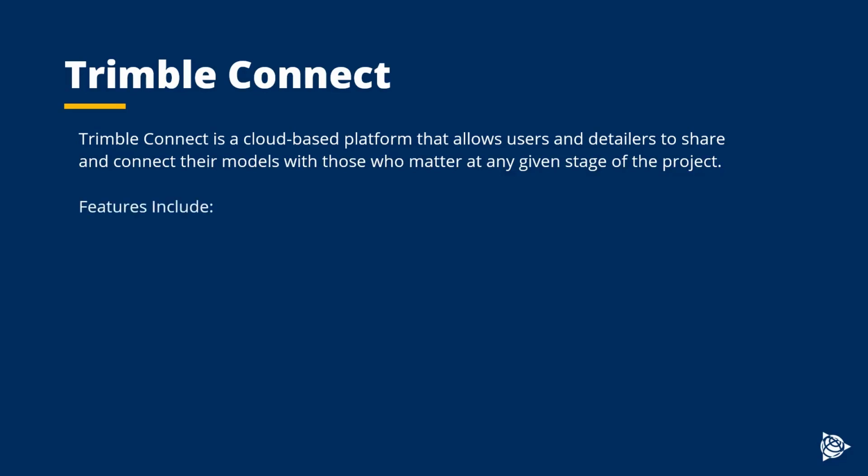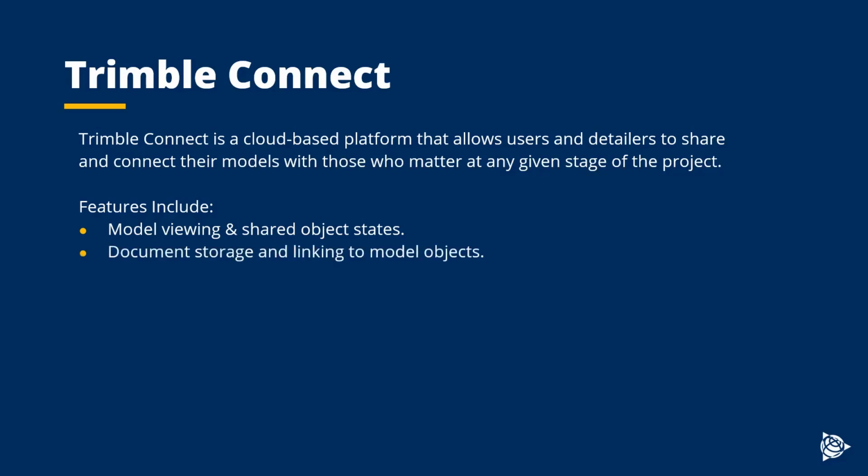Features of Trimble Connect include model viewing and sharing of object states, basically the way the objects look in your model. It also provides document storage, and you can link those documents directly to objects in the model associated with them. We can report on model object data, so we can look at the parameters of our bar, the weight, the size, the material. We can review this information.